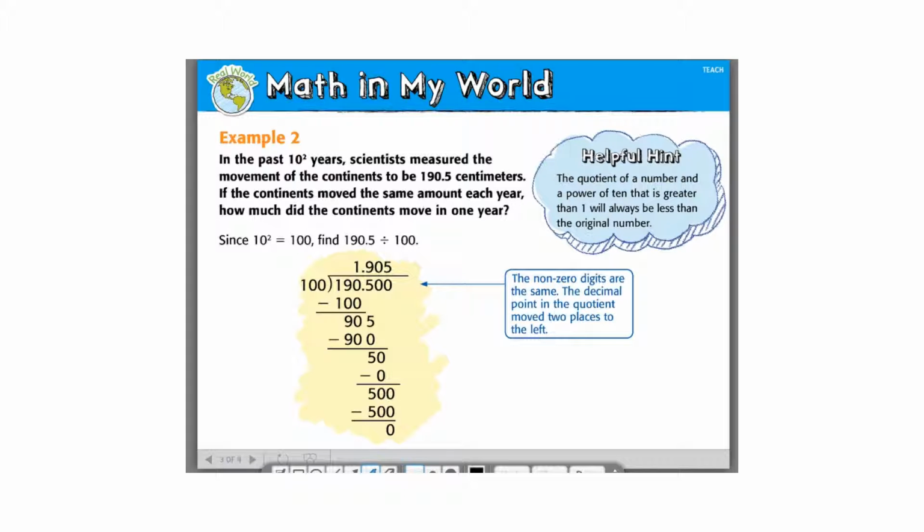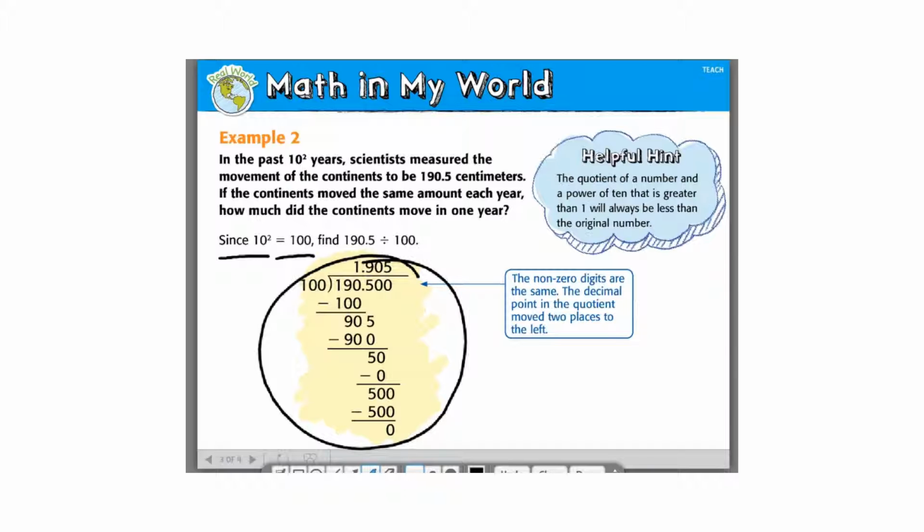It says, in the past 10 to the 2nd power years, scientists measure the movement of the continents to be 190 and 5/10 centimeters. If the continents move the same amount each year, how much did they move in just 1 year? So we're doing division. This part right here is something that's important for you to know, and we did write that in our notes. If you have 10 to the power of 2, that's equal to 100, which means you would move your decimal 2 spaces. You could solve it that way. That's going to probably be on the next screen. The other way is right here. You could just divide it.